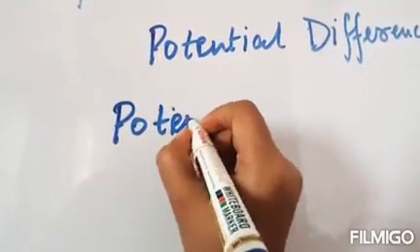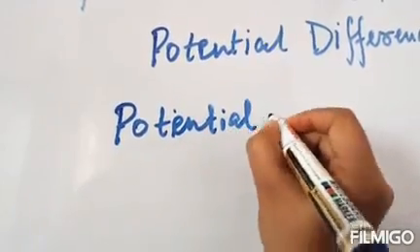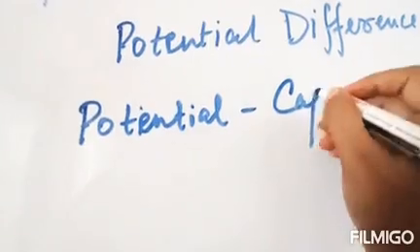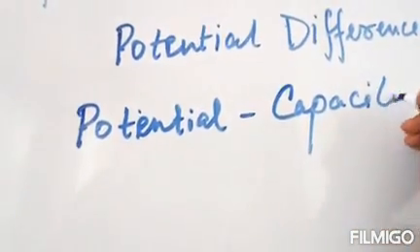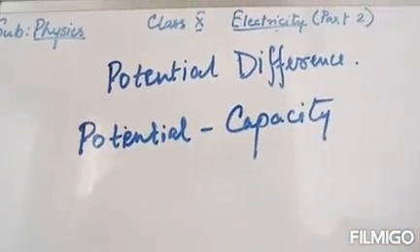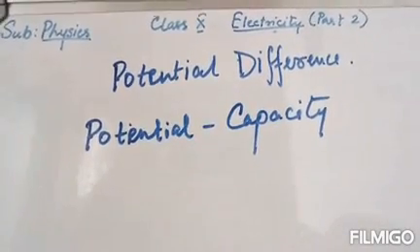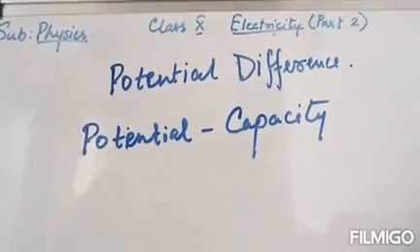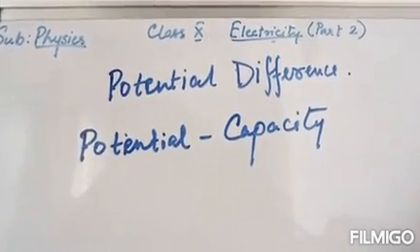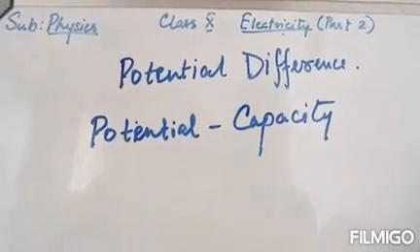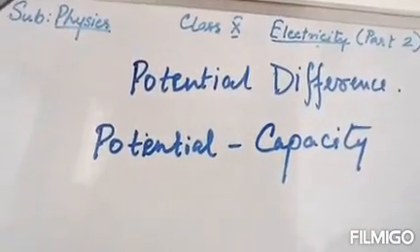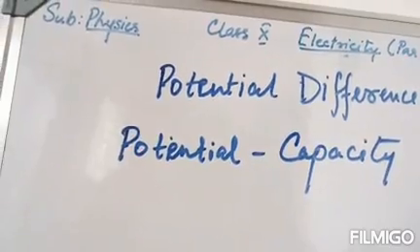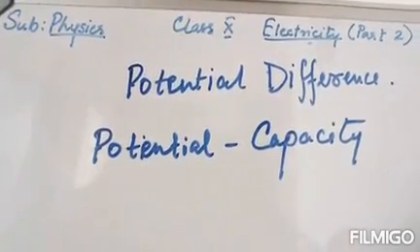Okay, potential means the capacity. If I say capacity, now capacity of what? As we are discussing electricity, that means to draw charge. Potential means capacity in general. And what is then potential difference? Potential difference is the difference in electric pressure that allows the electrons to move.